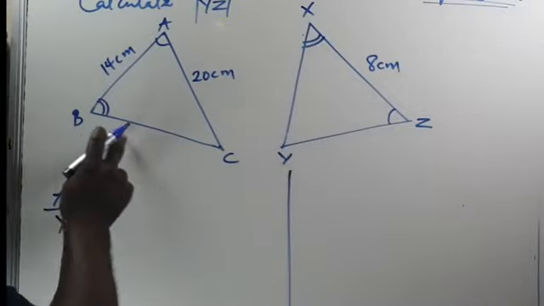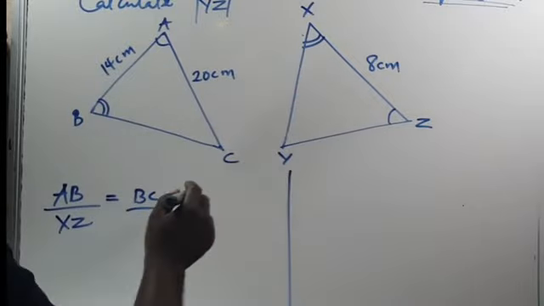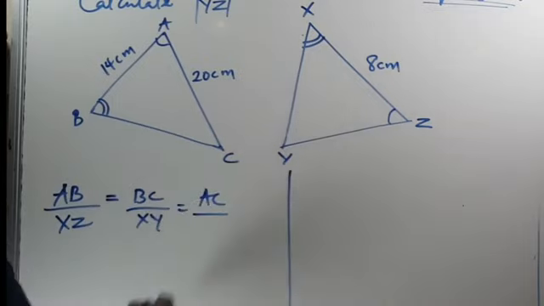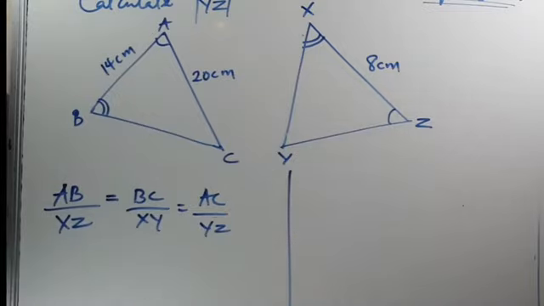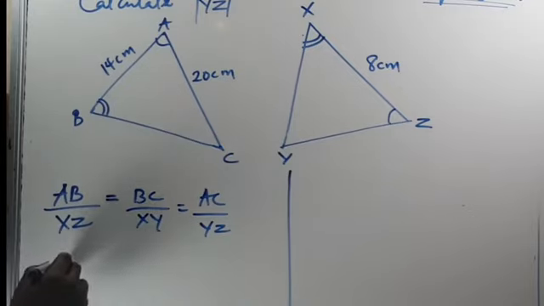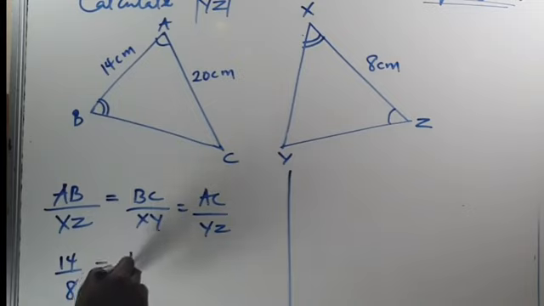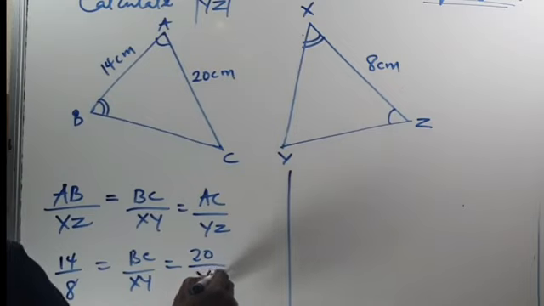It must be equal to the ratio of the next one. BC corresponds to XY. Then the last side here was AC, which corresponds to YZ. Am I with you? So let's put in the values of these ratios. We have 14 here, XZ is 8. BC, we don't know, XY, we don't know. AC is 20. And YZ is what we're looking for.